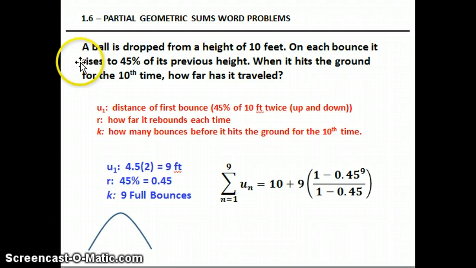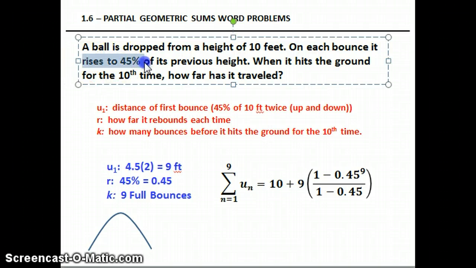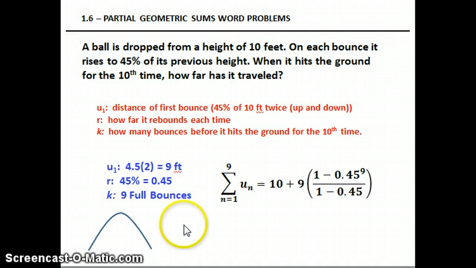So that's going to be a total of 9 feet. Now, our r, our common ratio, is going to be the 45% that it changes each time. And then, if it's on the 10th time it hits the ground, there will be 9 full bounces. If you remember the last time, on the 7th time, there were 6 full bounces. So that means our k is going to equal 9.